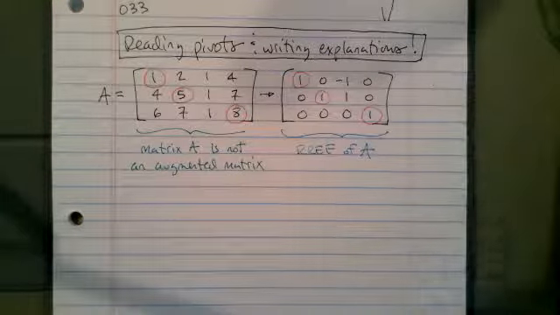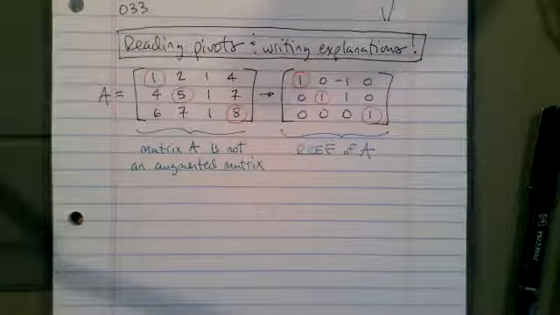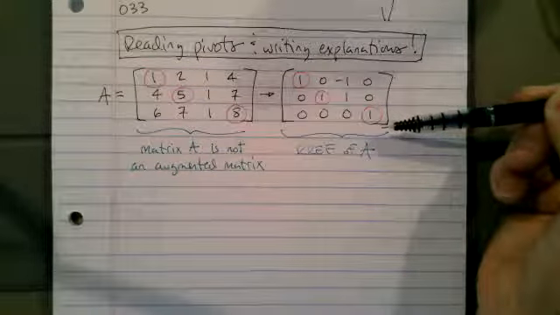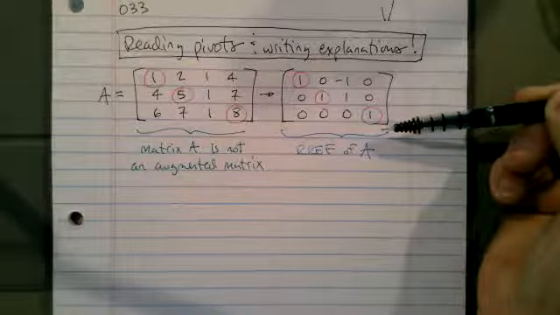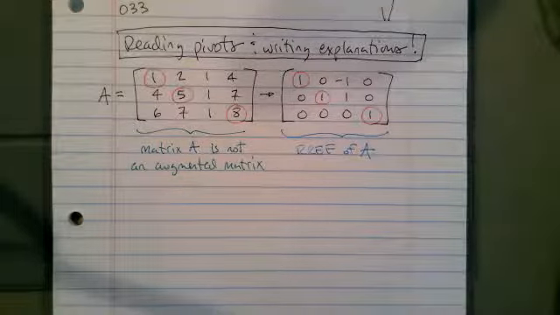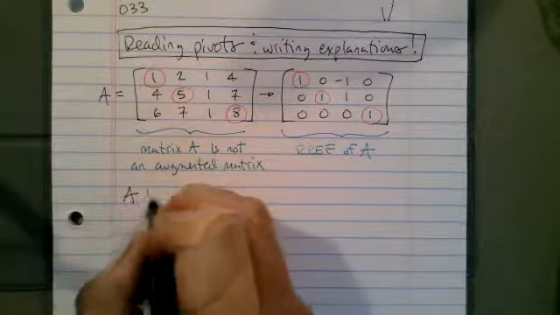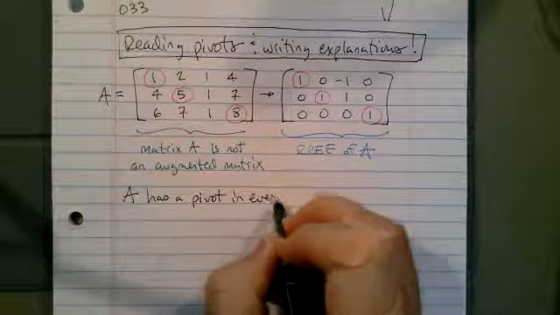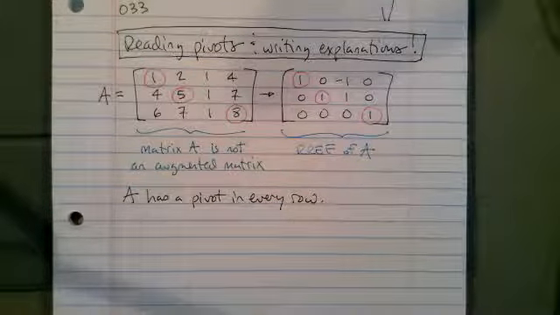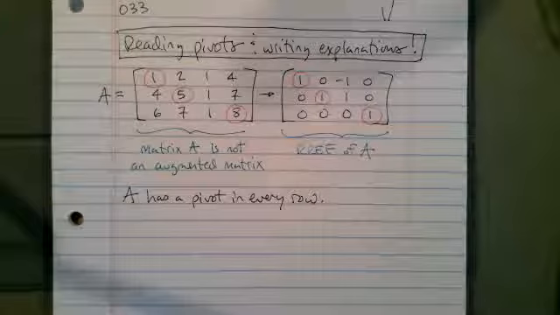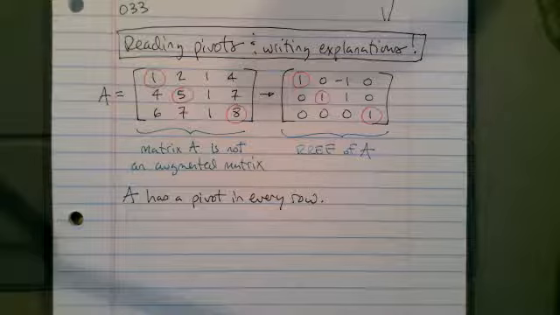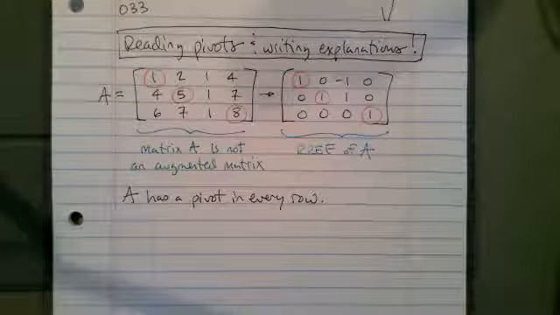All right, so here's what we notice about the matrix A. A has a pivot in every row, and A does not have a pivot in every column. That's one of the things that we notice. A has a pivot in every row. Notice that it's A that has a pivot in every row, not the reduced or echelon form of A that has a pivot in every row.